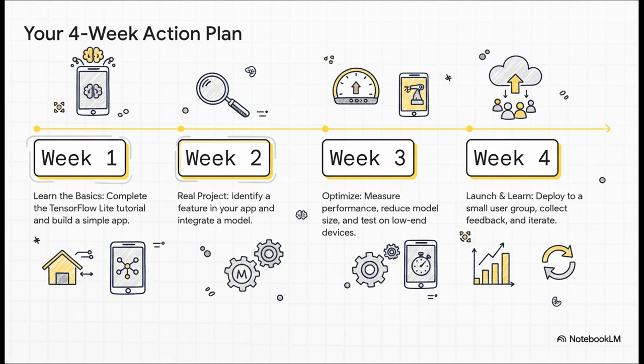Then in week 2, pick one small feature in an app you're working on and figure out how to make it smarter. Week 3 is all about polish, making it faster and better. And by week 4, you can launch it to a small group of users and start learning from what they do. This is a real path to getting started.